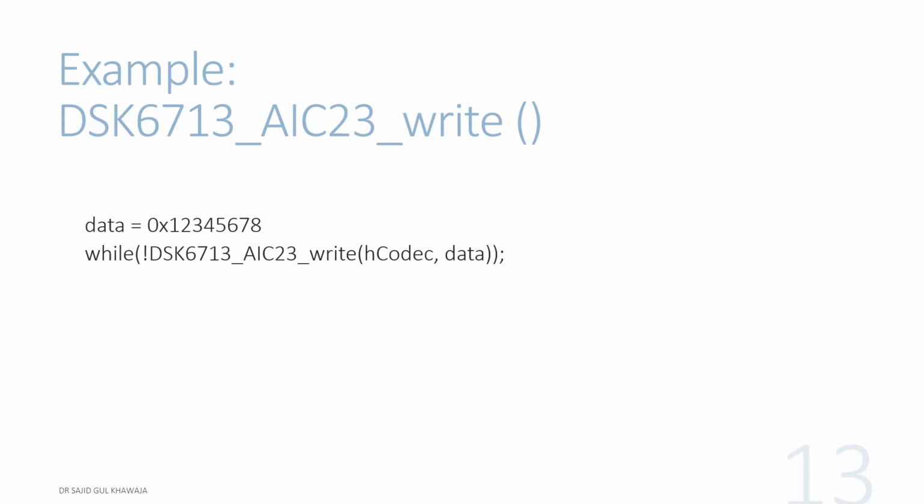Now in this the first instruction is easy to understand, but the second instruction is a little tricky. The second instruction is essentially not only writing the data to the AAC23 using the write command where H codec and data have been passed, but this whole command has been placed in the terminating condition of the while loop, and essentially this while loop is empty, because here we can see that the while loop has the terminating semicolon, which means that this while loop is essentially doing nothing but waiting for this terminating condition to occur.